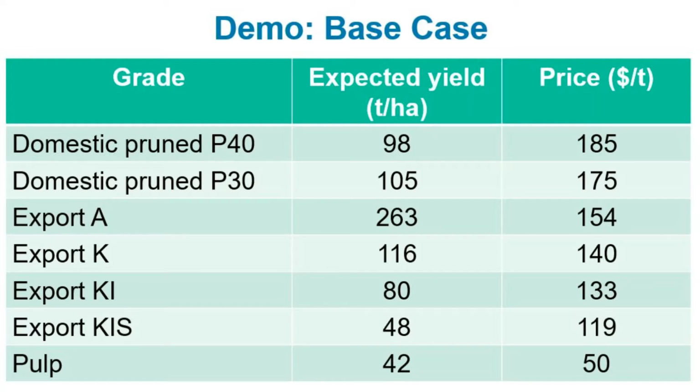Pre-harvest inventory assessment had already been carried out for this woodlot. There were 2 grades of pruned domestic saw logs, 4 grades of export logs, and 1 grade of domestic pulp logs. And the information that was available was the expected yield in tonnes per hectare for each of the different grades of logs, and the price in dollars per tonne for each of those grades of logs.